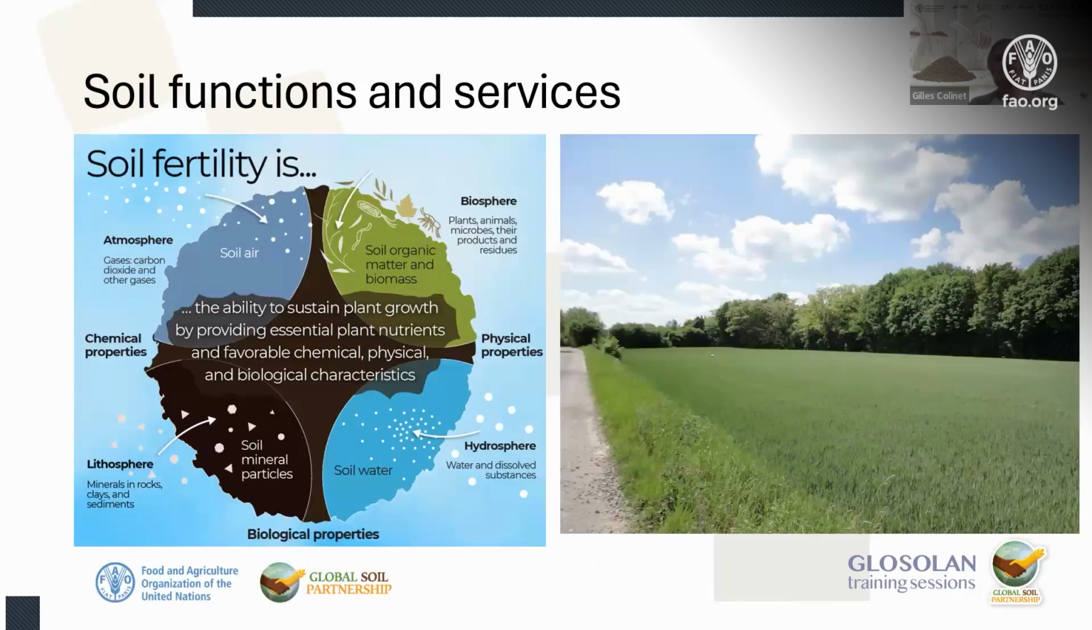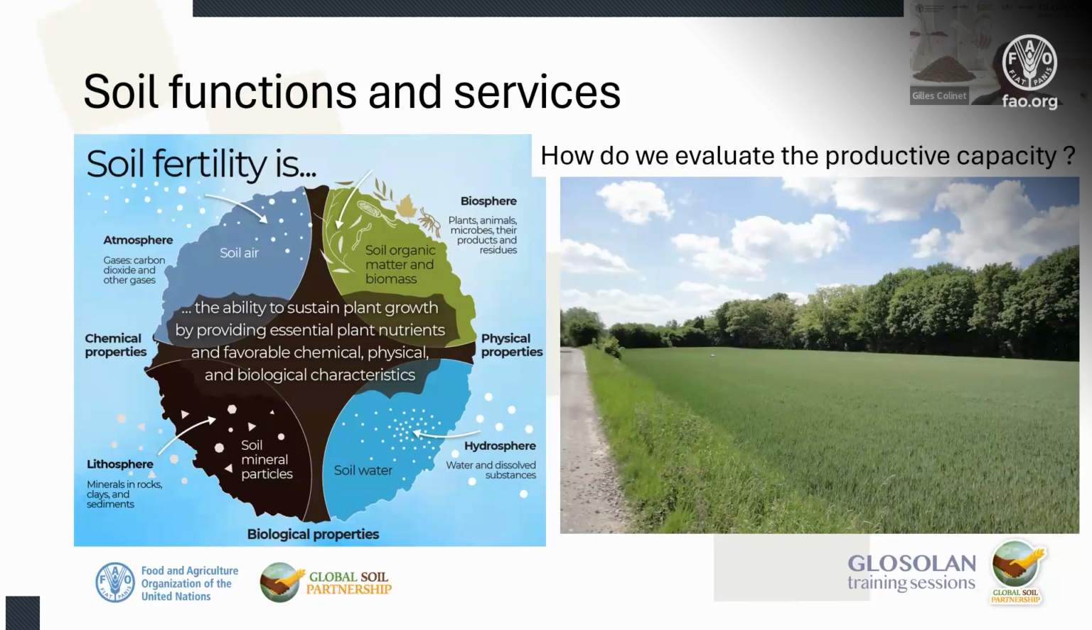So soil fertility has been studied for a very long time. And it is now defined as the ability to sustain plant growth by providing essential plant nutrients and favorable chemical, physical, and biological characteristics. So it encompasses the three major aspects of physical properties, chemical properties, and biological properties.